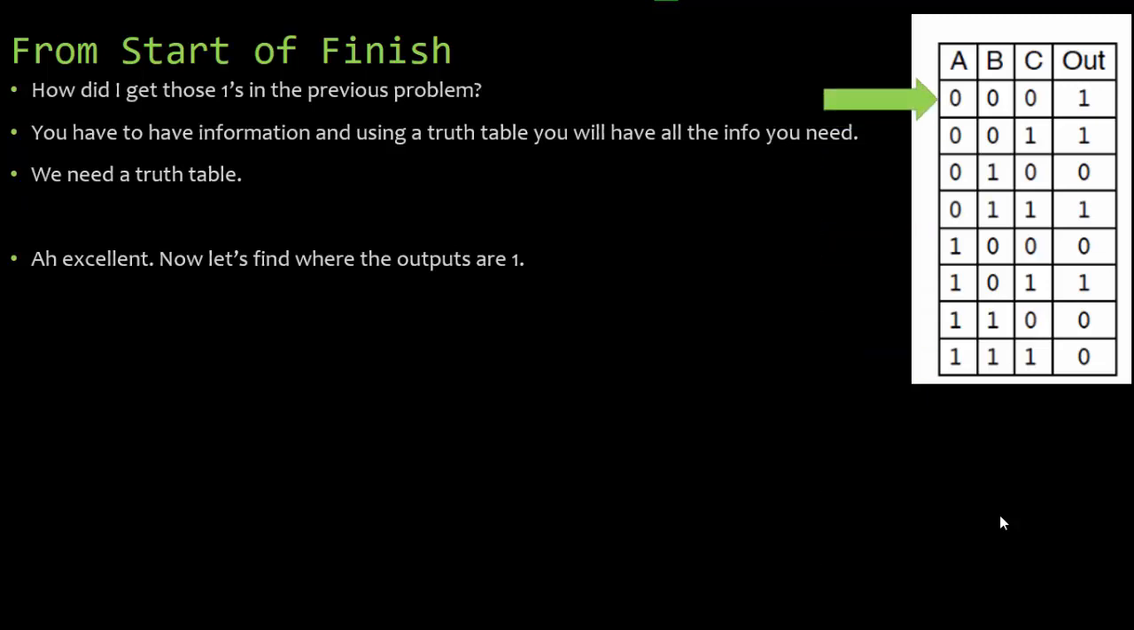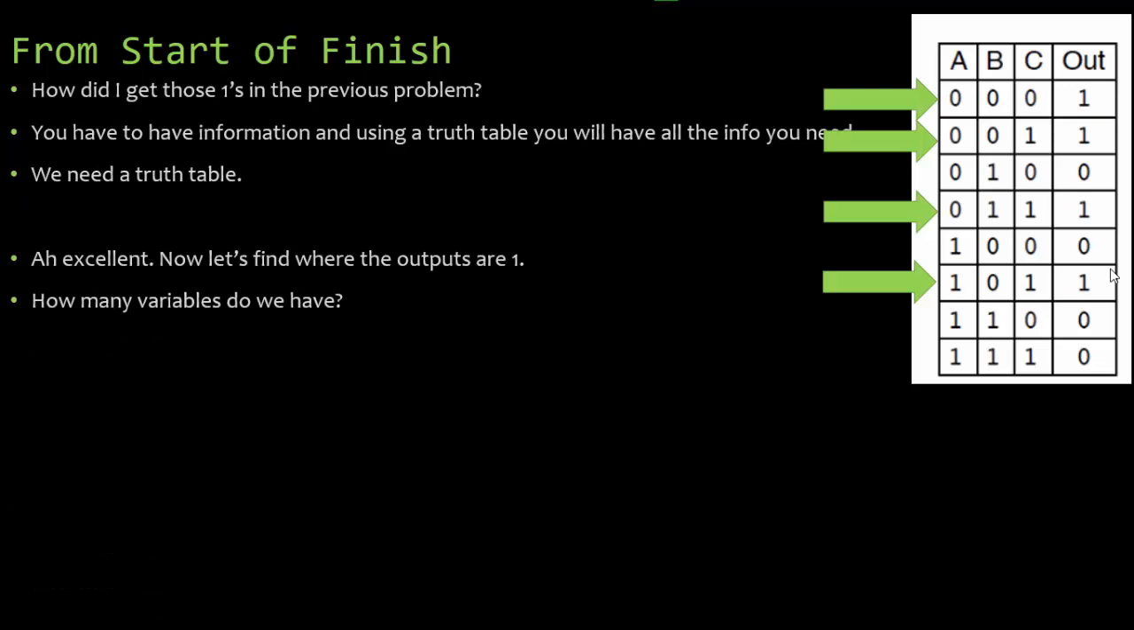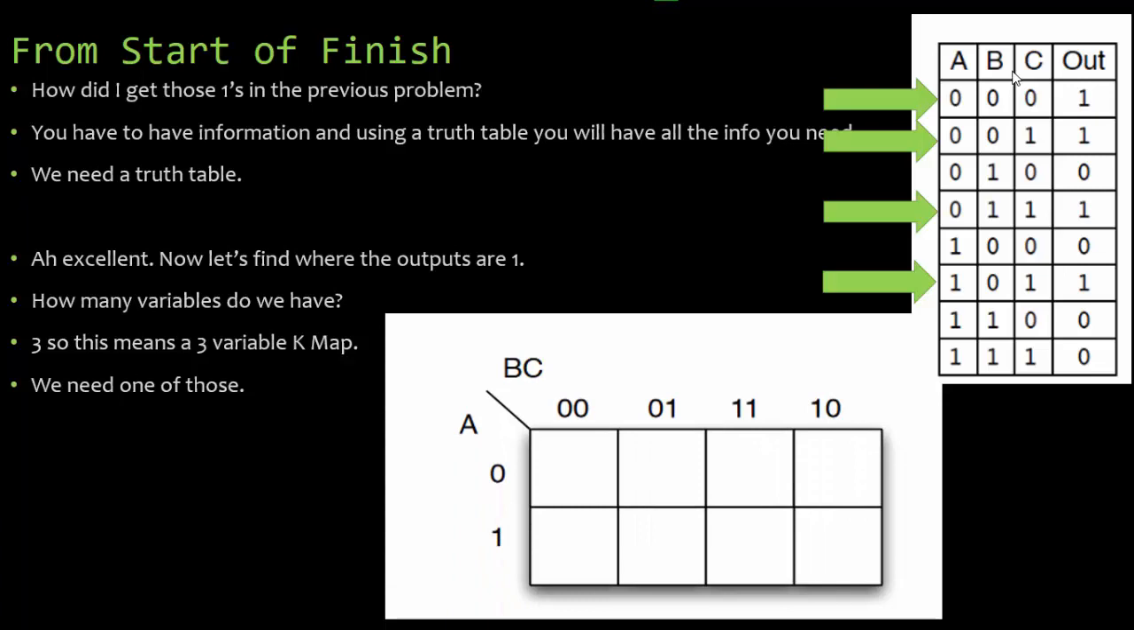So here we have an output of 1. Here I have an output of 1. Right here I have an output of 1, and then my last output of 1. So I know I need 4 ones in my K map. So how many variables do we have? Well, I see we have A, B, and C. Those are 3 variables. So I need a 3 variable K map. We need one of those. Here's another one. So perfect.